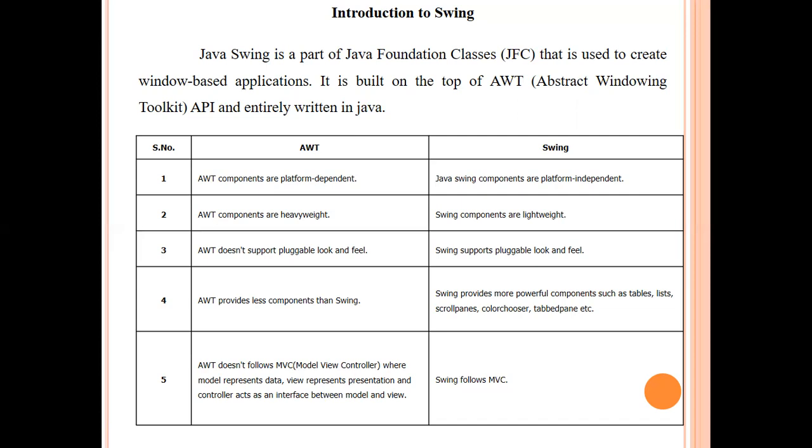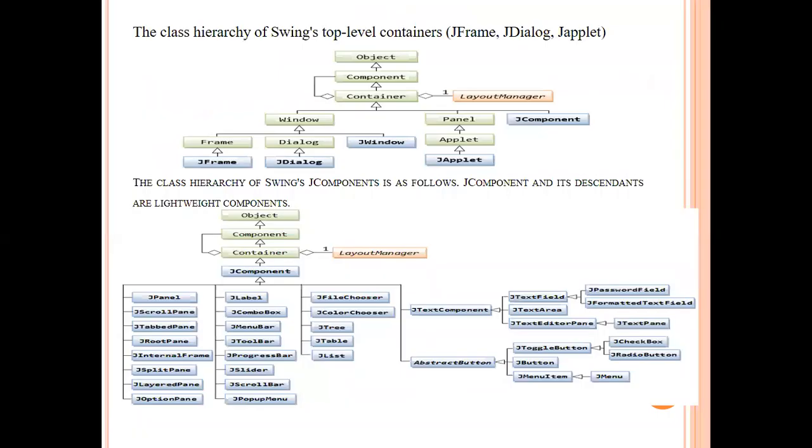AWT doesn't follow MVC. MVC stands for Model View Controller, where the model represents data, the view represents presentation, and the controller acts as an interface between model and view. Swing follows MVC.